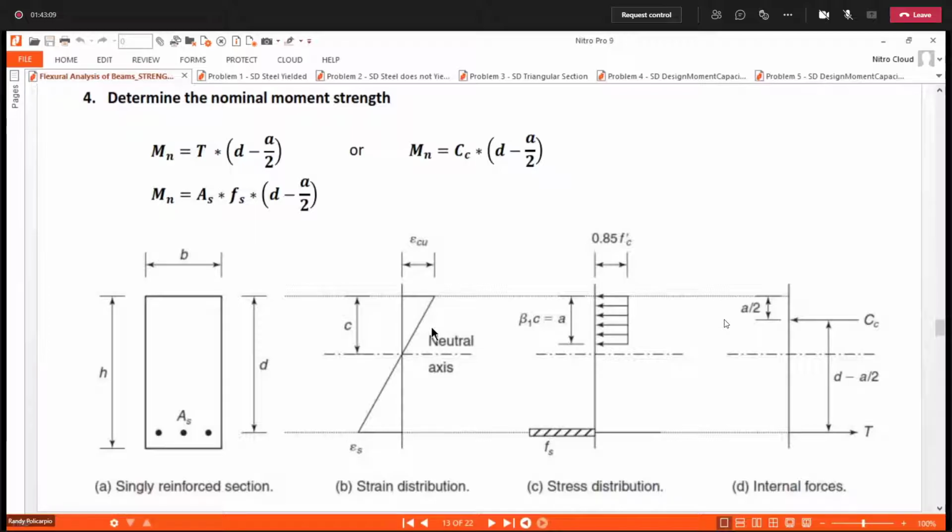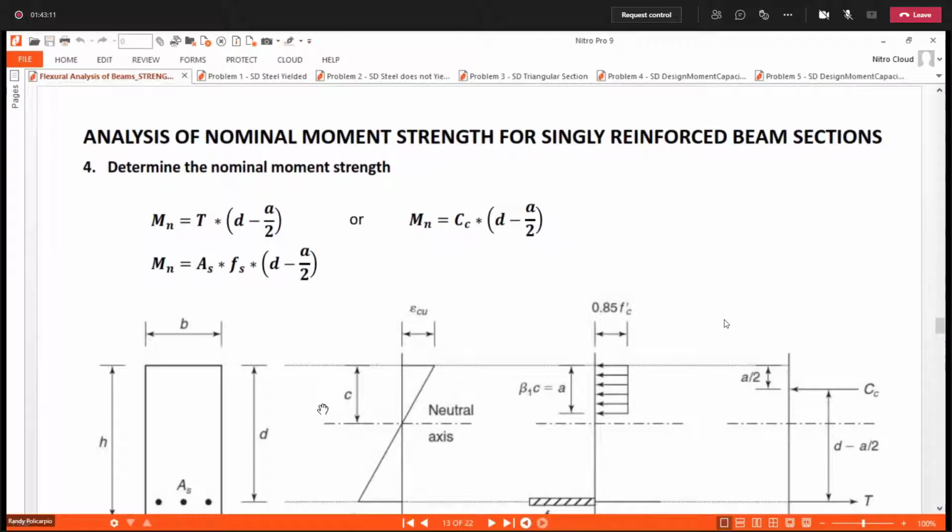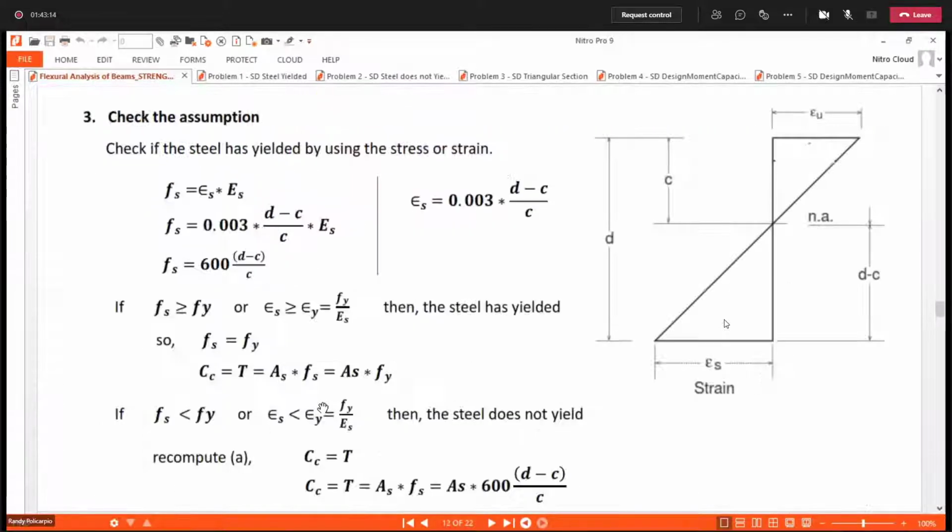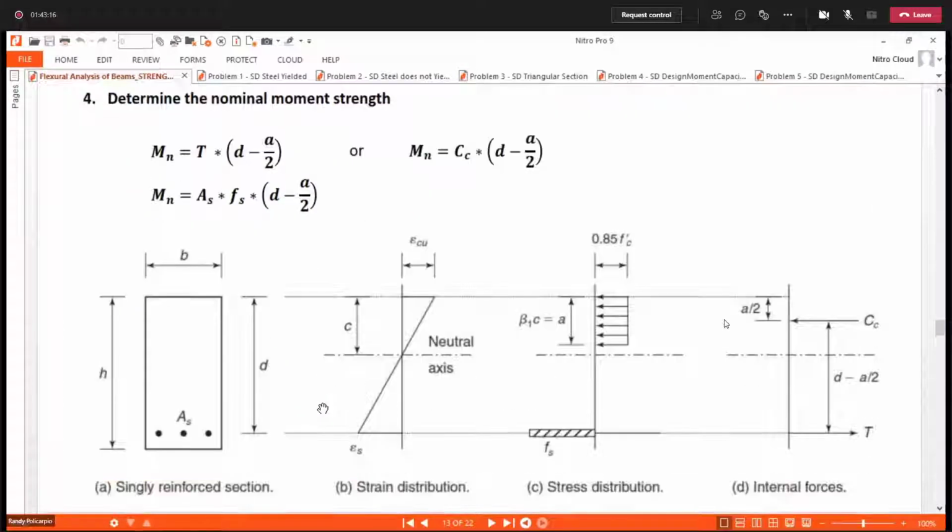By the way, what I'm presenting now is actually singly reinforced lang. Ang kinukonsider lang natin is yung reinforcement sa steel. So the only reinforcement we are considering here is the reinforcement in the tension, or the tensile reinforcement.